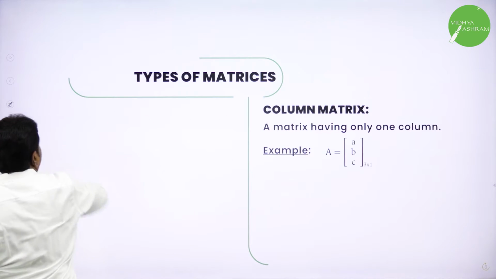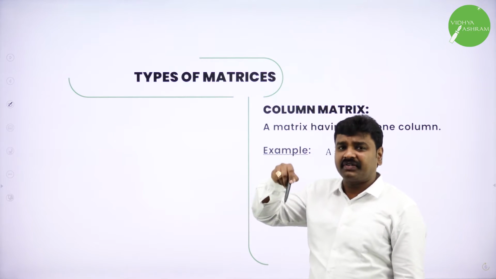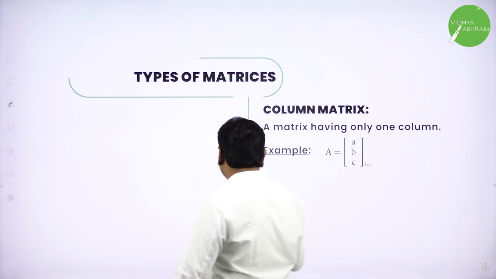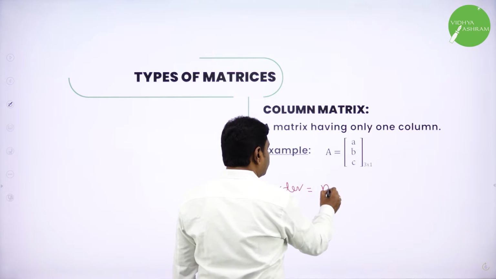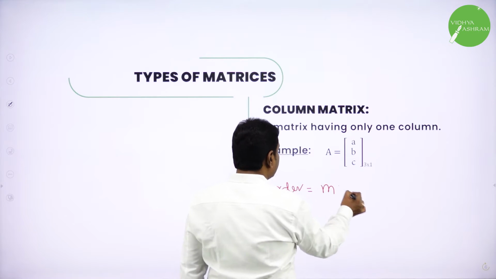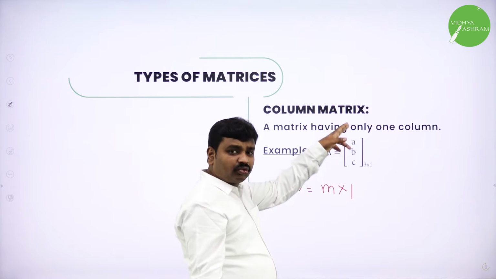Similarly, we have column matrix. What is column matrix? Matrix having one column. And the order of a column matrix is always m cross 1: any number of rows cross only one column. Here you can see I wrote a column matrix because it contains only one column.